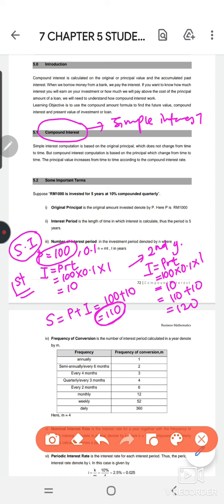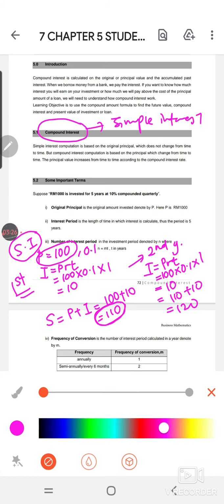Okay, what is the difference with compound interest? For compound interest, for the first year, the calculation is the same. Still I equals to PRT. So your P is 100 multiplied by 0.1, for example rate 0.1, and multiplied by the first year. So it equals to 10. So your S is P plus I, so 100 plus 10. You will get 110.